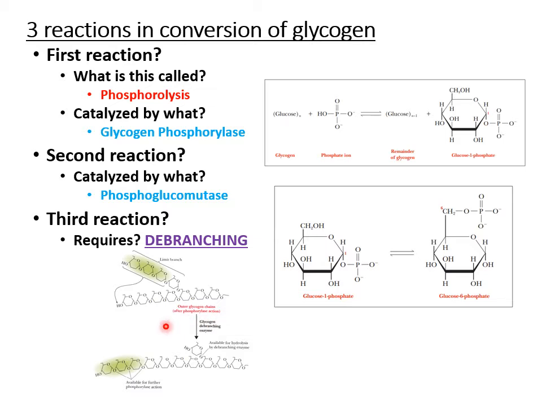Please be aware that the conversion of glycogen requires 3 reactions, and that includes the debranching, and it includes being able to isomerize glucose 1-phosphate to end up with the very significant glucose 6-phosphate.